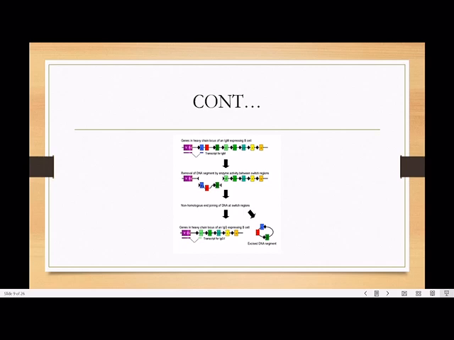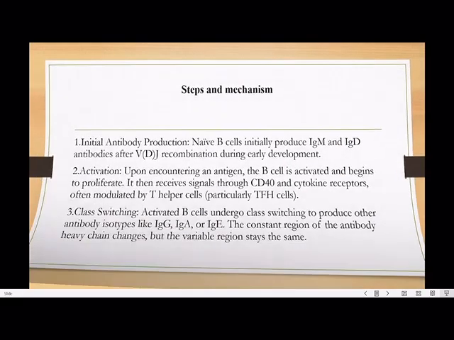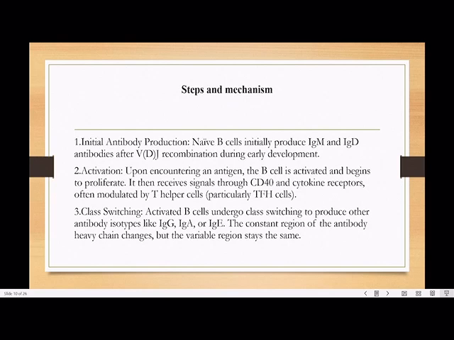So mostly the changes occur from the mu to the gamma 3, whereby we can see that the gene in the heavy chain locus of the IgG expresses in the B cell. We can see that the transcription has occurred, and the part that is being removed or spliced is gone. You can see the steps and mechanism. Initially, antibody production: the naive B cells initially produce IgM and IgD antibodies after the VDJ recombination, as we have seen before, during early development. Then after that, we have activation, whereby upon encountering an antigen, the B cell is activated and begins to proliferate.